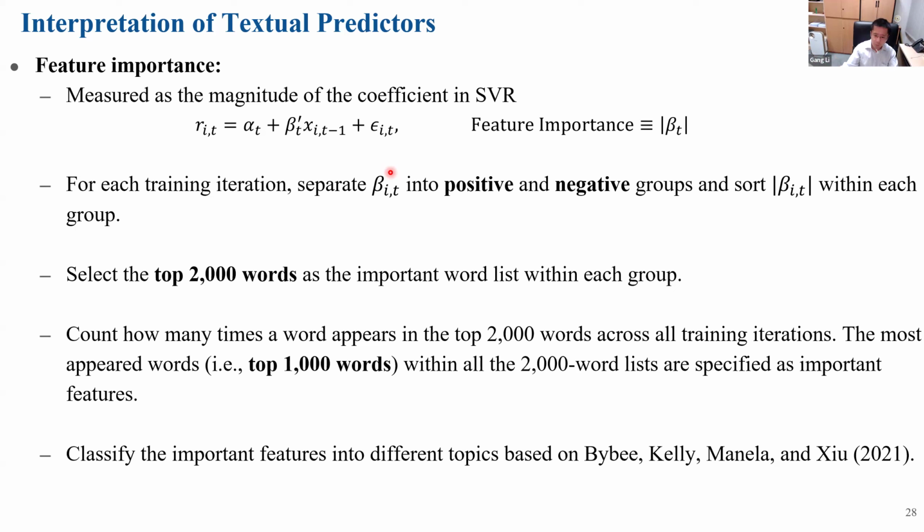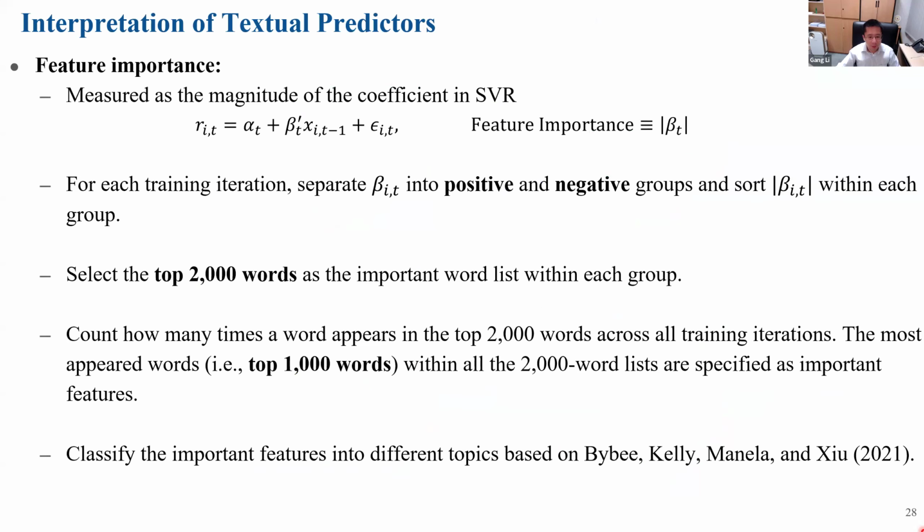And because we use a rolling window to train the model, this top 2,000 important words list is also time varying, because every 6 months when you train the model, you will have a different top 2,000 words list. So to find a representative word list over time, we count how many times a certain word appears in the top 2,000 word list based on the SVR coefficient. Then we select the 1,000 most appeared words within each 2,000 word list as important features to be included in the option return prediction dictionary. So we construct a 2,000 word dictionary that can represent the features of equity option returns.